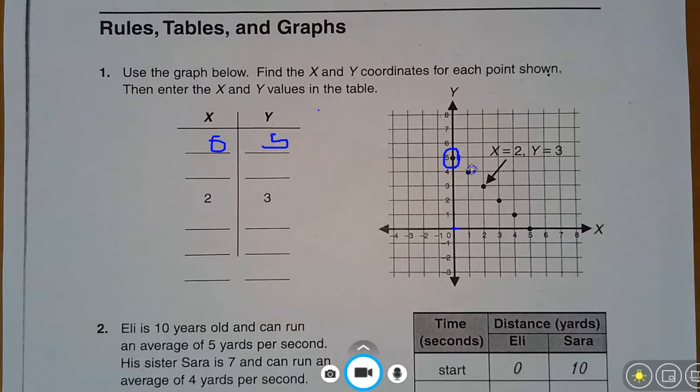What about this next one? Well, here it has gone over 1. So my x coordinate is going to be 1. What about the y coordinate? Well, the y is how high it goes up. You always find over first, then up. How high has this one gone up? You go over and see that it has gone up 4 lines.